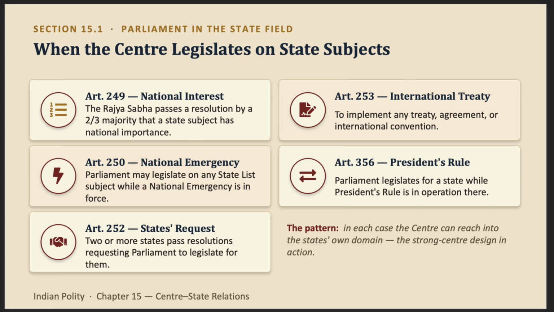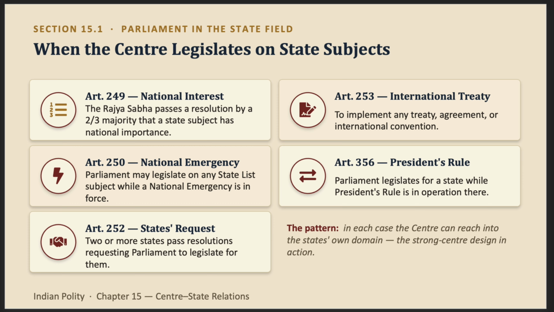All right, listeners, pen and paper ready. What's the first one? The first is national interest, under Article 249. If the Rajya Sabha passes a resolution with a 2/3 majority declaring it necessary, Parliament can just go ahead and legislate on a state subject.